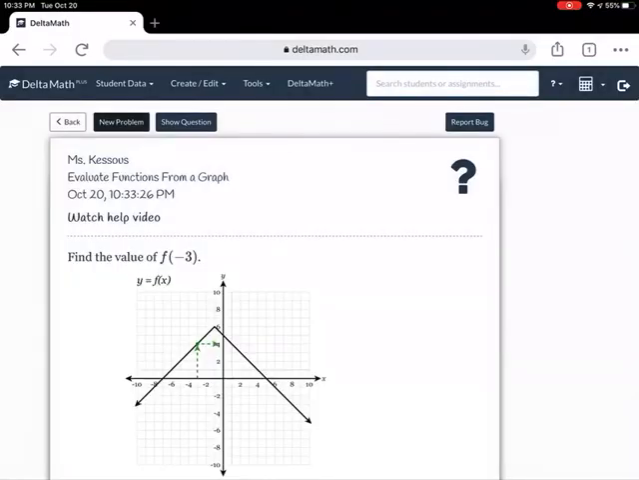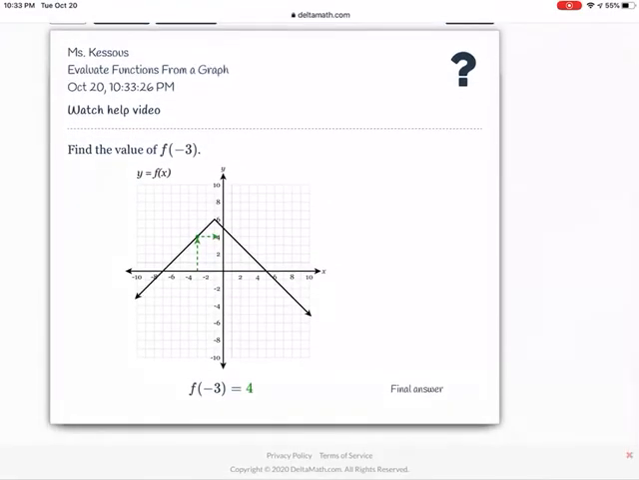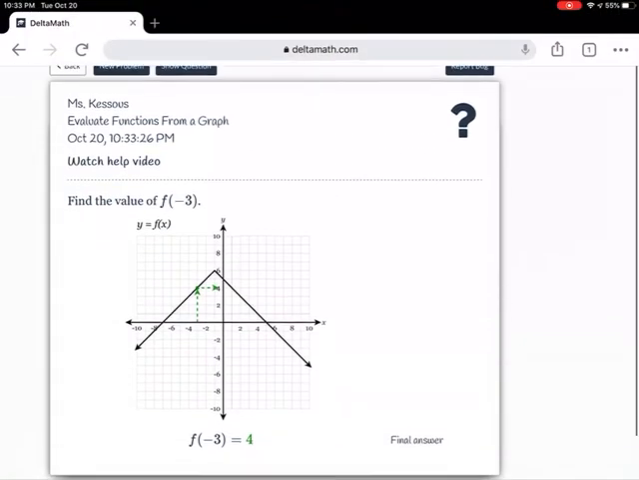Let's see another one. Okay, so here it's f of negative 3, so x is negative 3. So we go to negative 3 on the x-axis, and then see how the green arrow goes up, and that's over at positive 4 for the y. Let's do one more.